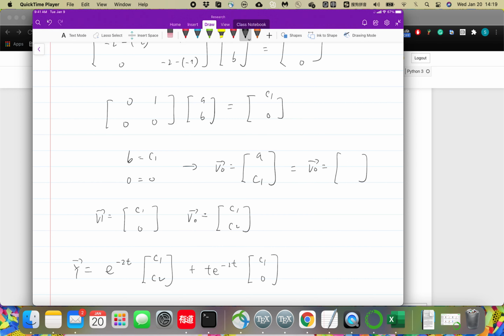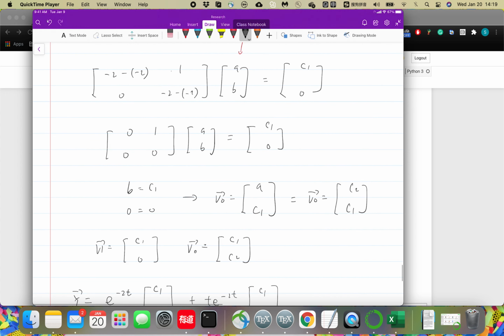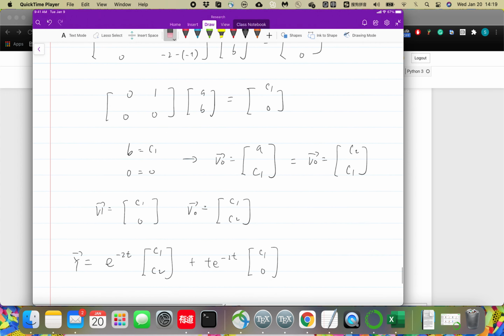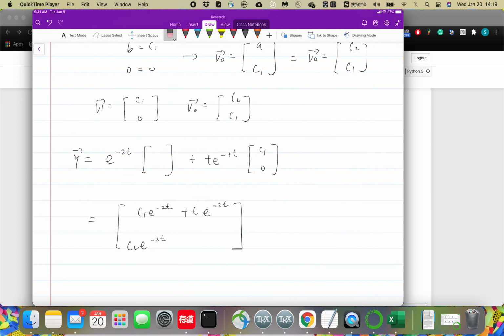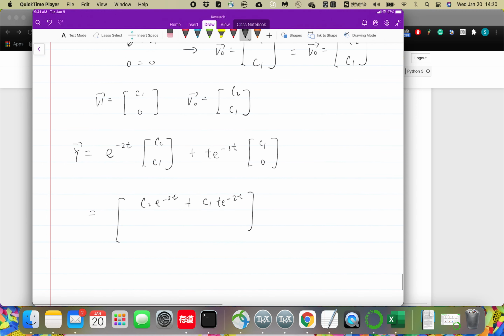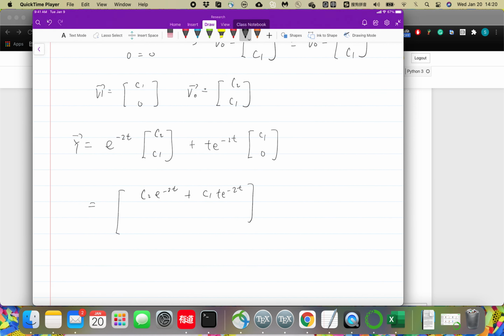Okay, this is a long process. I made one minor mistake. When I got here, I should have B equals C1. Before, I said it's going to be A. Let's change it back, so switch this. Now it looks like the right answer. If you check, this is exactly what we got from solving everything in the decoupled case. And this one is going to be C1 e to the negative 2t. That's your x, that's your y.